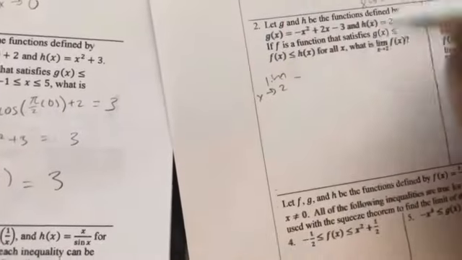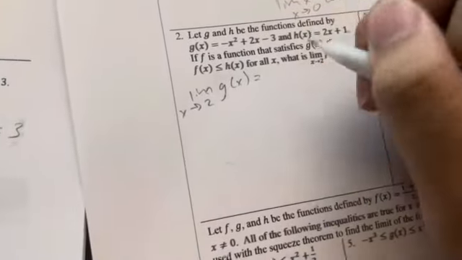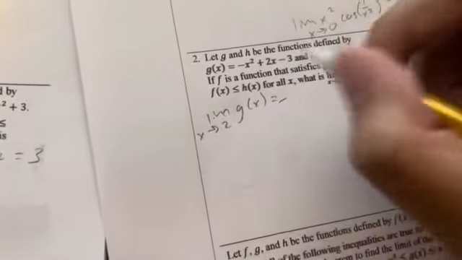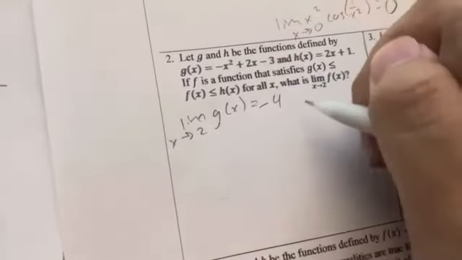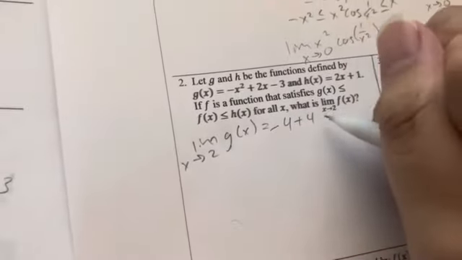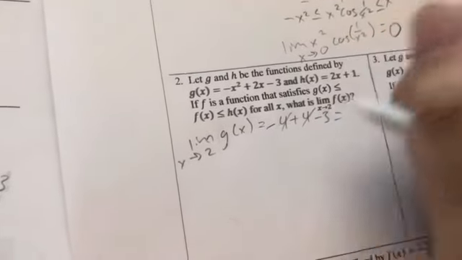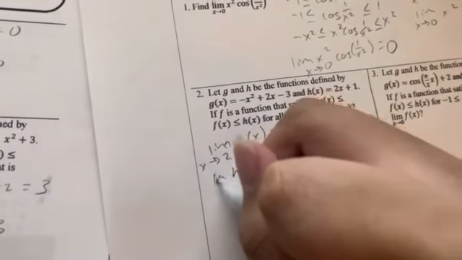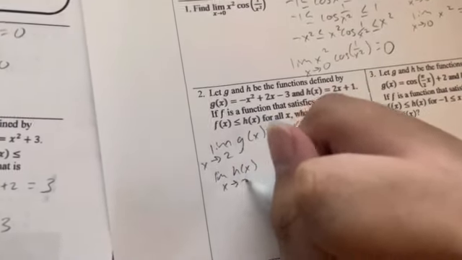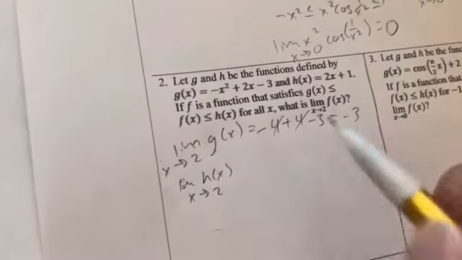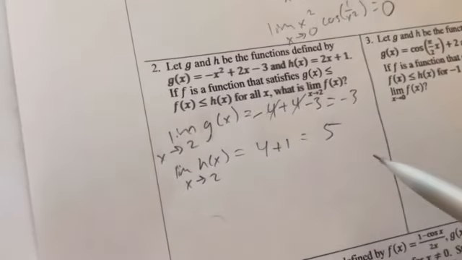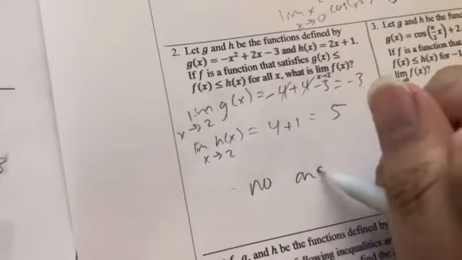My mistake. G of x, and we plug it in right here. So we could say it's a negative sign, 2 squared is 4, plus 2 times 2, which is another 4, and minus 3, and these two cancel out, so this equals negative 3. Then the limit of h of x as x approaches 2, 2 times 2 is 4 plus 1 equals 5. Since these two don't match, no answer.